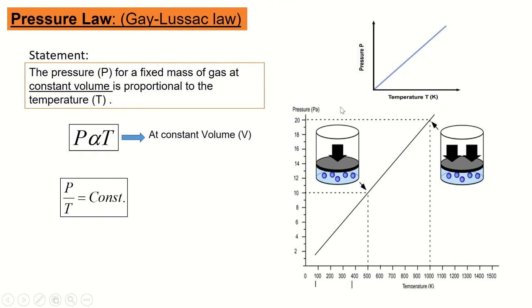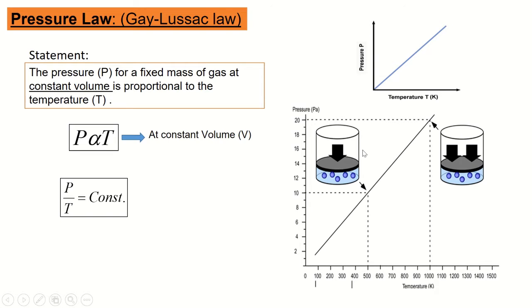And the same graph you can see here. This is a graph between the temperature and the pressure of the gas. On this axis the temperature is taken in Kelvin, and on this axis the pressure is taken in Pascal. This is a pressure law graph, and this is the shape of the graph. It is going upward like this. So what information is coming from this type of graph?